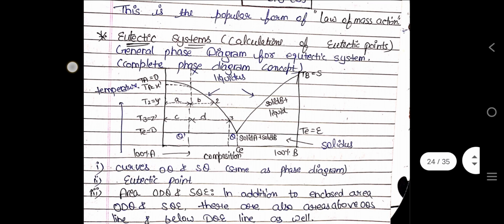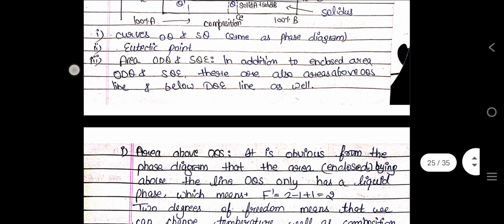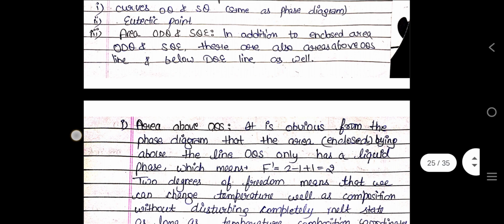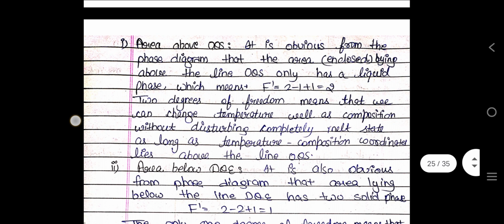Kp is equal to P_C^c P_D^d by P_A^a P_B^b. If the chemical potentials of reactants and products are in mole fraction, mu_i is equal to mu_i naught plus RT ln x_i, and equation second will give Kx equal to x_C^c x_D^d by x_A^a x_B^b. Similarly, if the chemical potentials of reactants and products are in molar concentration, mu_i is equal to mu_i naught plus RT ln C_i, and equation second will give Kc equal to [C]^c [D]^d by [A]^a [B]^b. This is the popular form of the law of mass action.